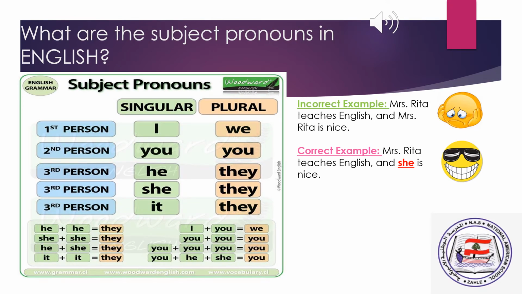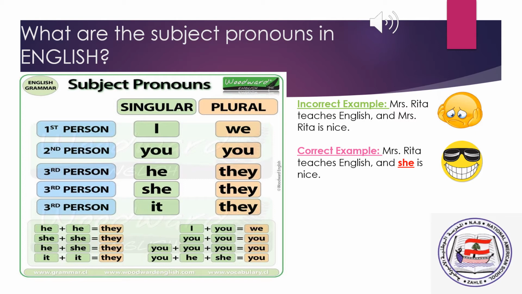What are the subject pronouns in English? In front of you is a chart with the subject pronouns listed. The singular subject pronouns are I for first person, you, second person, and he, she, and it for third person. The plural subject pronouns are we for first person, you for second person, and they for third person.